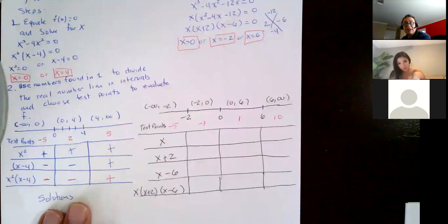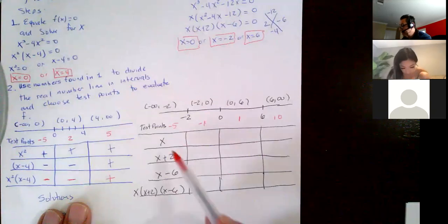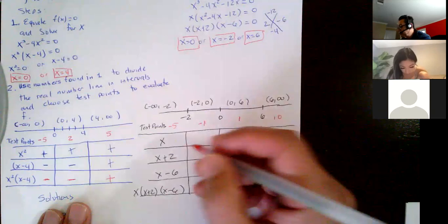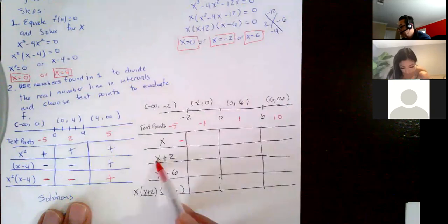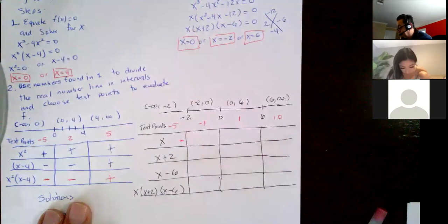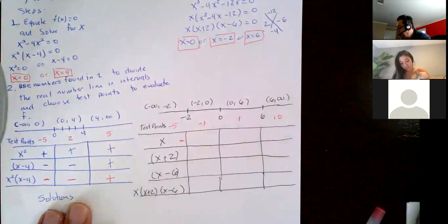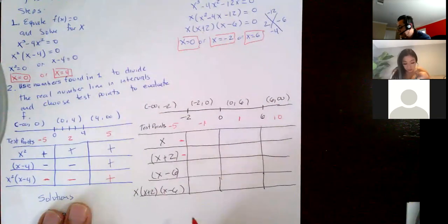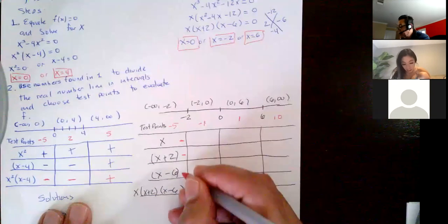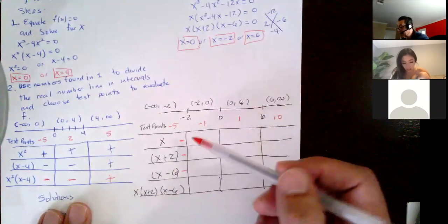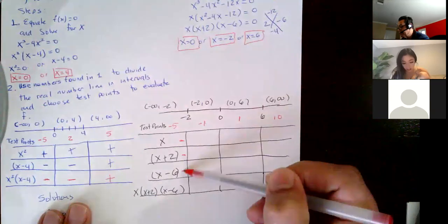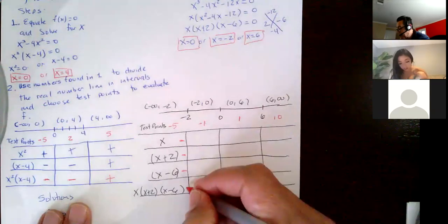All righty, let's do the same as we did before. Let's plug in those values and see what signs we get. Let's start by plugging in -5. In x, it's negative. In x plus 2, negative. In x minus 6, negative. Now let's multiply the signs. Negative times a negative is positive, positive times a negative is negative. I have a negative right there.